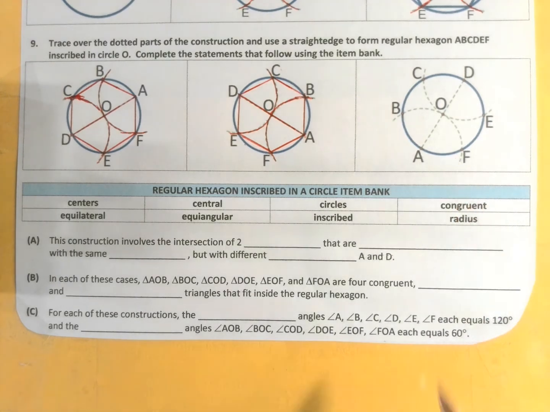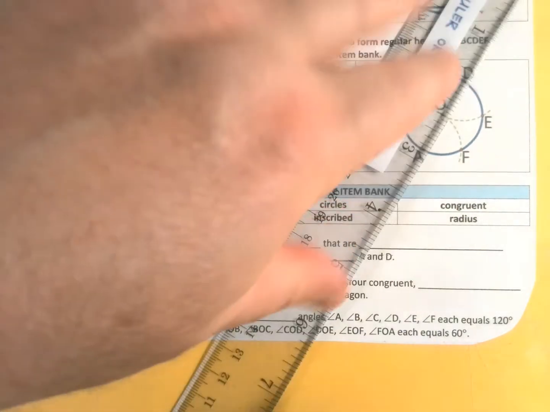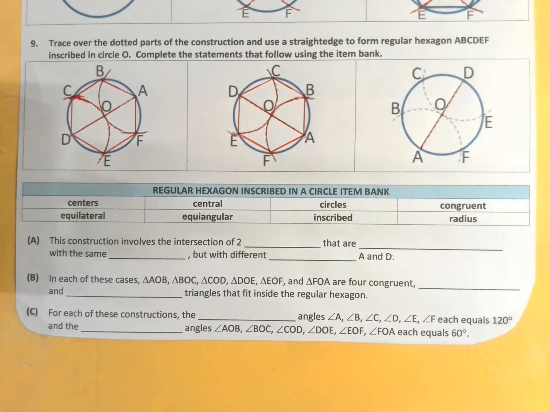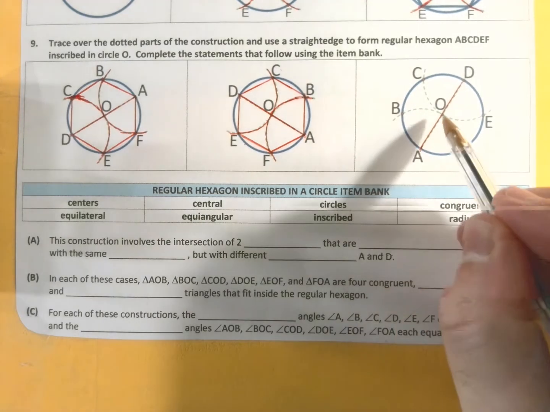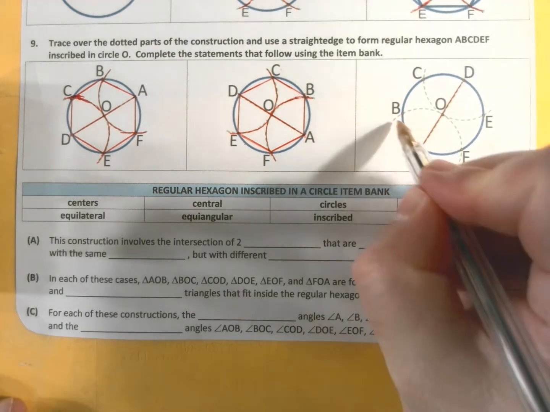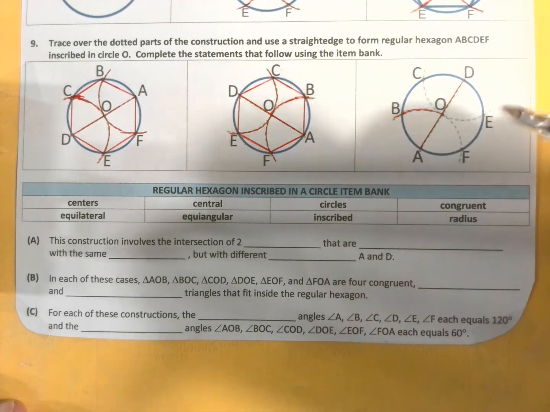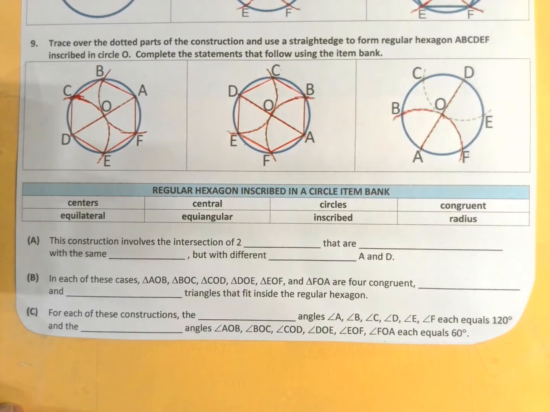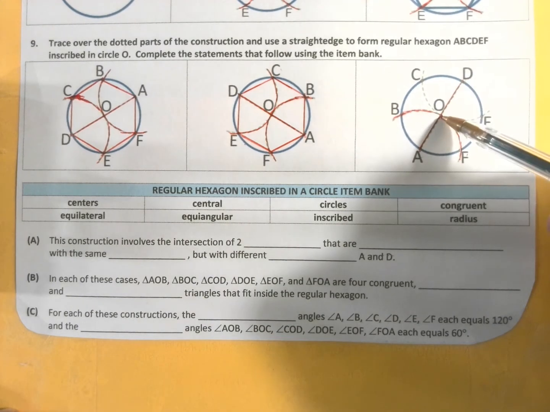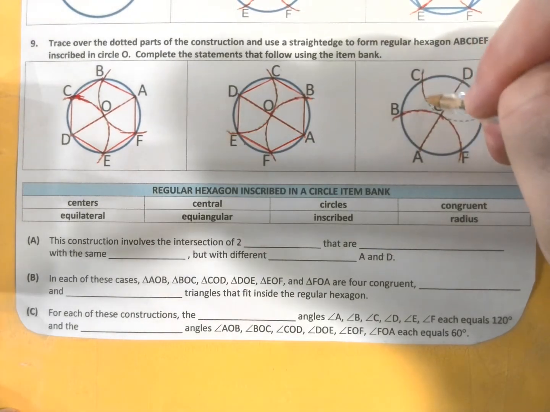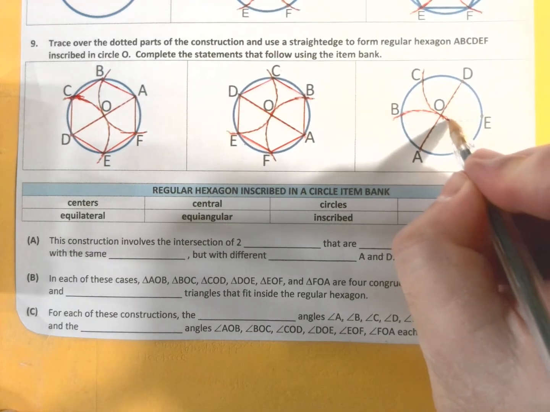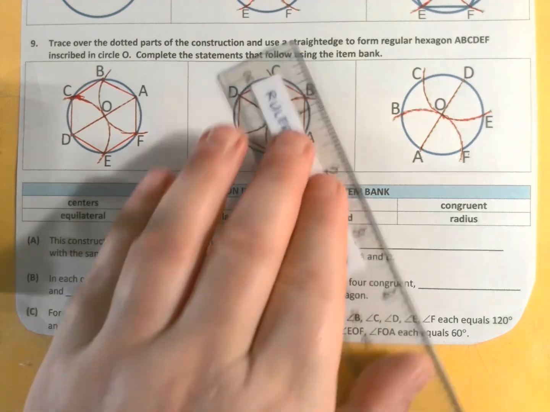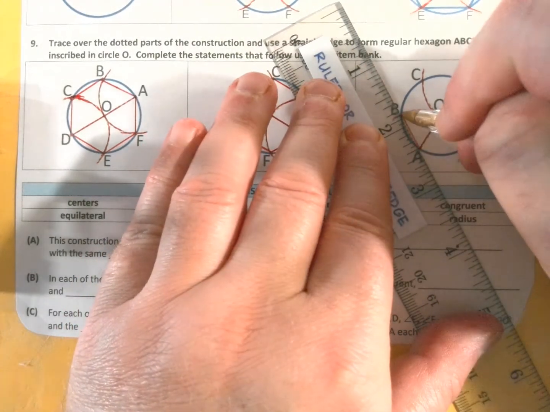Taking a look at this last location. Again, we need to construct diameter A to D. Here's our diameter. And then from point A, we go to O with our compass, and we form this arc. And this arc will help us get points B and F. And then from D, we go to O with our compass, and this arc will help us get points C and E.